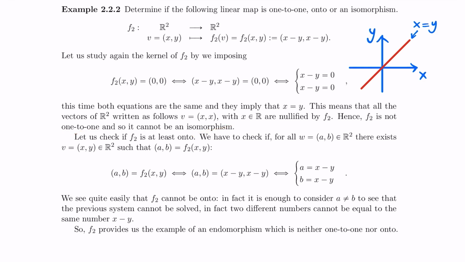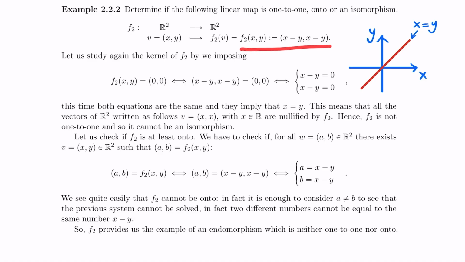Let's check if at least F2 is onto. For that, we have to check that for every vector W written as AB in R2, there exists a vector V written as x and y belonging to R2, such that the equation AB equals F2 of x and y is satisfied.